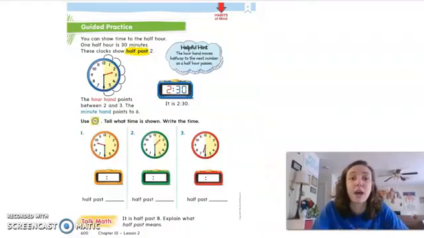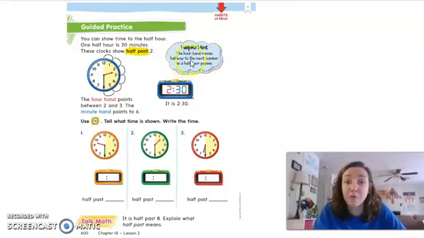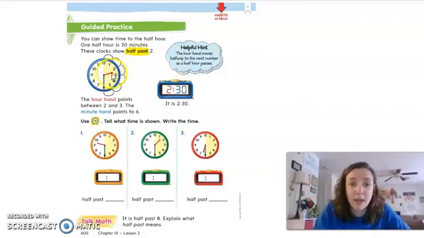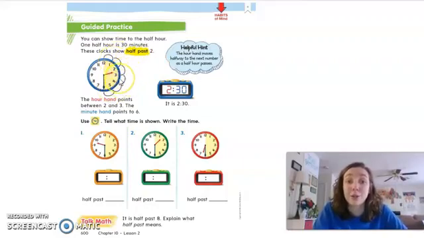So you can show time to the half hour. 1 half hour is 30 minutes. These clocks show half past 2. Okay, it says helpful hint, the hour hand moves halfway to the next number as a half hour passes. So it's exactly like I said with that 5:30. You can see that the hour hand here is in between the 2 and the 3 because it's halfway between 2 o'clock and 3 o'clock.